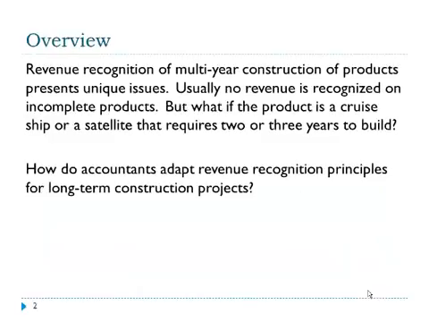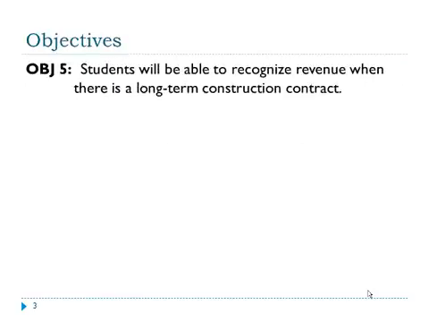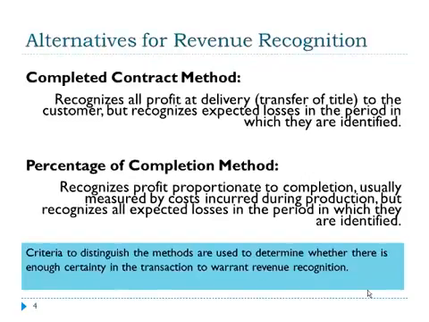Revenue recognition of multi-year construction of products presents unique issues. Usually, no revenue is recognized on incomplete products. But what if the product is a cruise ship or a satellite that requires 2 or 3 years to build? How do accountants adapt revenue recognition principles for long-term construction projects? At the end of this objective, students will be able to recognize revenue when there's a long-term construction contract.